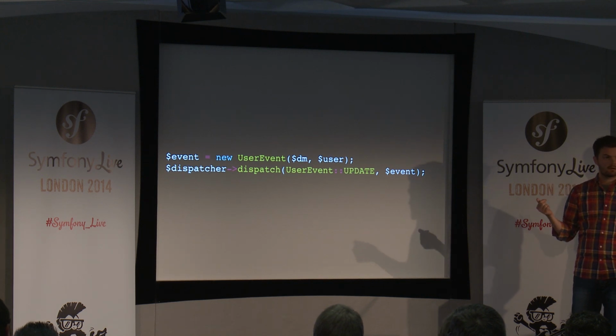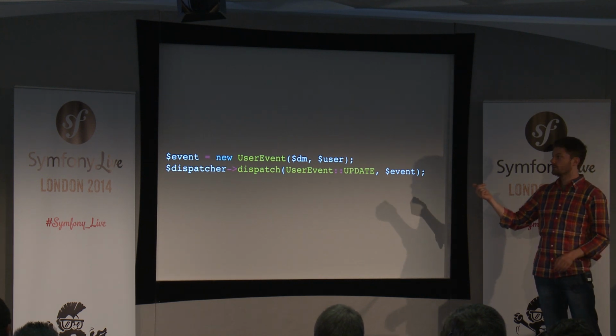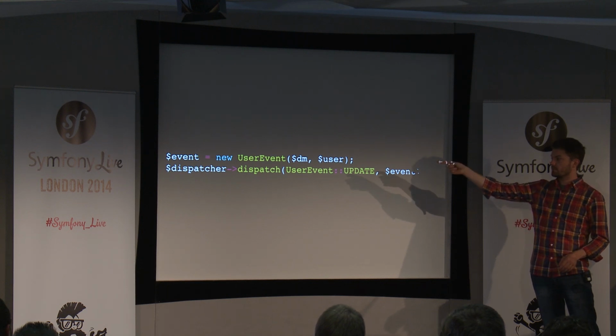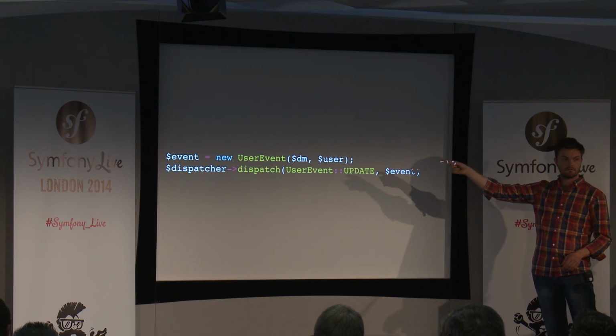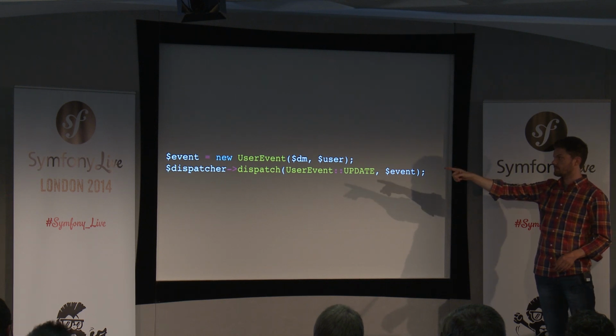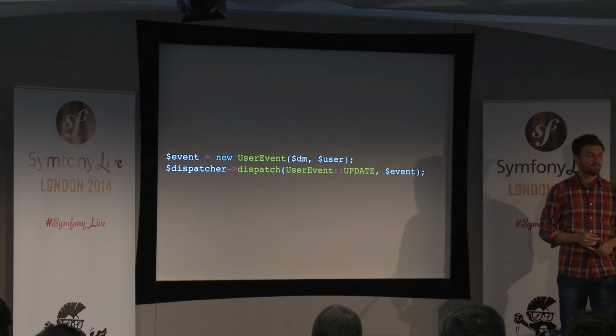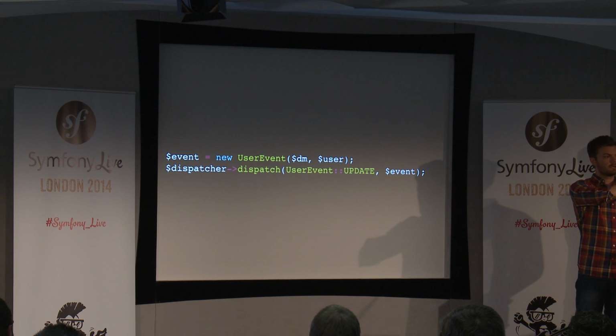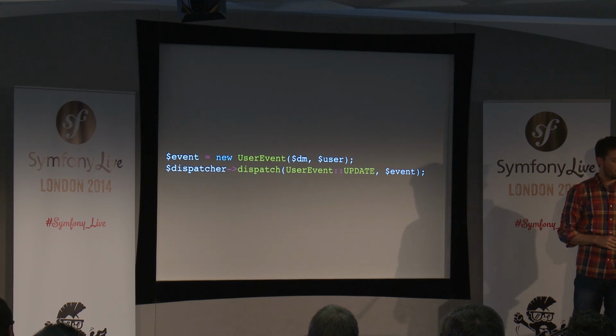When a user is created or when a user is updated, that first line is the same. You create a user event and then pass it to the dispatcher with a different event name. And then that would eventually get to the listeners that we saw earlier.